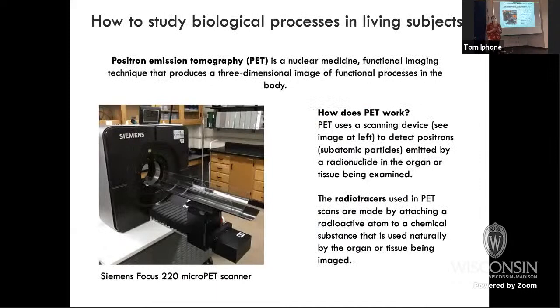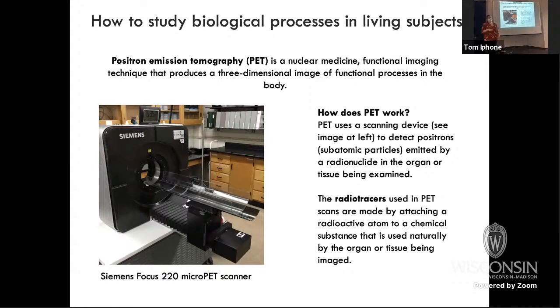So PET scans, yay. PET scans are positron emission tomography. It's a nuclear medicine, a functional imaging technique. It allows us to get a 3D picture of a functional process occurring in the body. To do a PET scan, you will use a PET scanning device. This image here is of a micro-PET scanner. This is actually the exact micro-PET scanner that was used to generate all the images that I will show you from my thesis work, from my part of the study. And you can't tell here because there's not really much to scale, but it's quite small. It is a micro-PET, not a human-sized PET. So we have this smaller PET scanner at the primate center, so we can do our scans there.